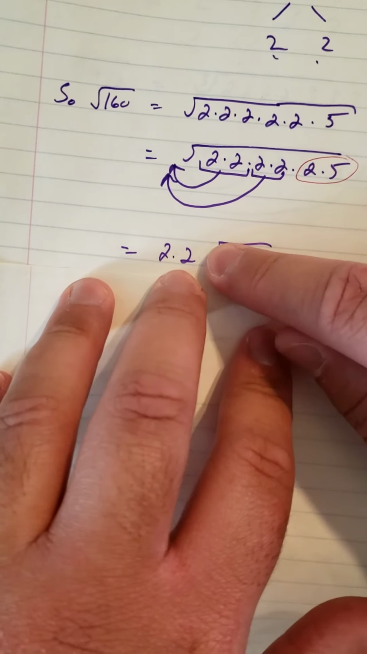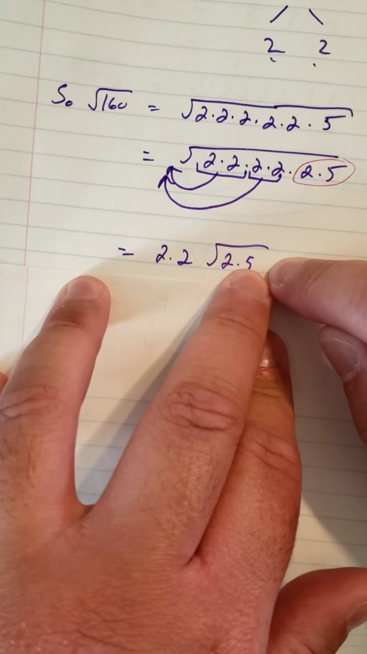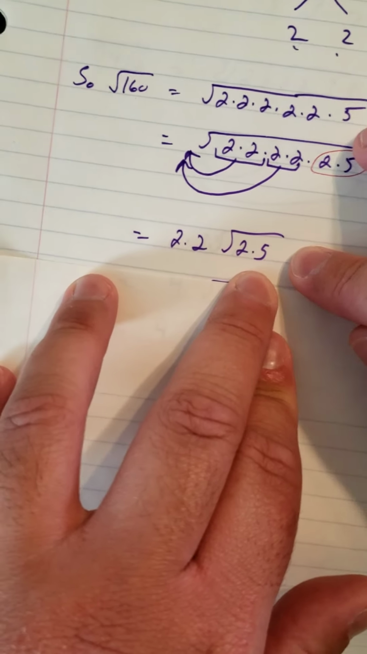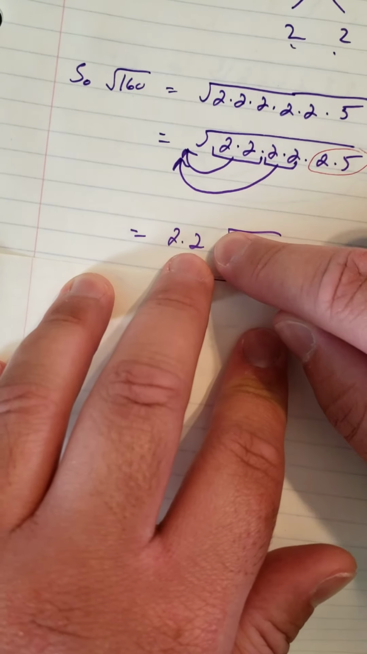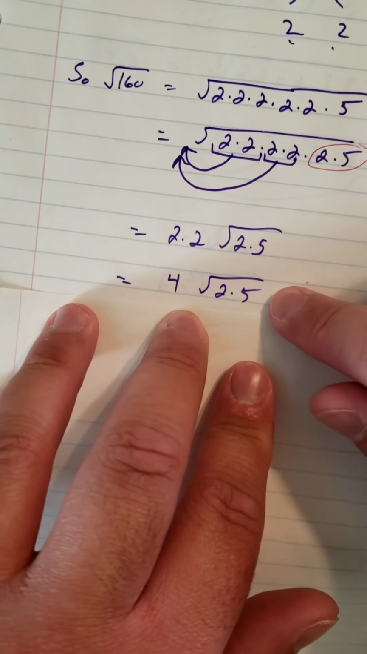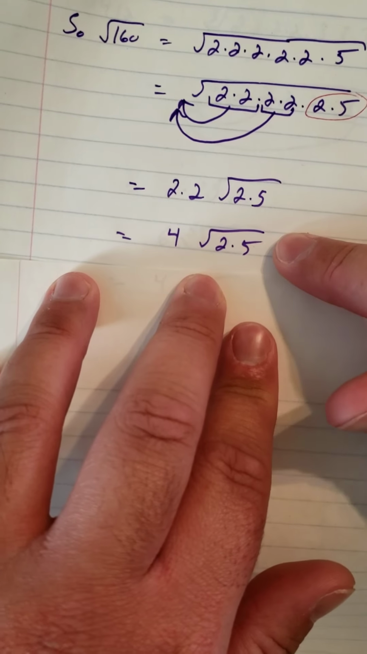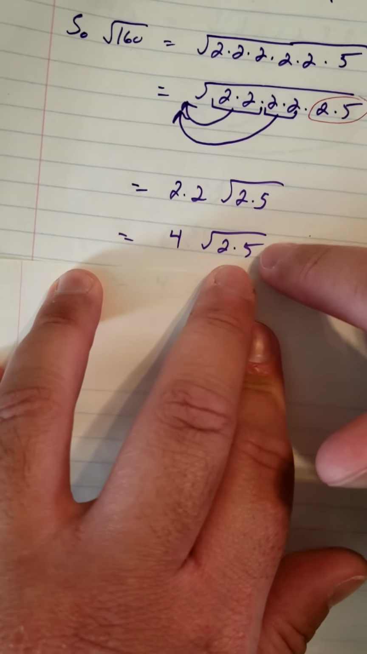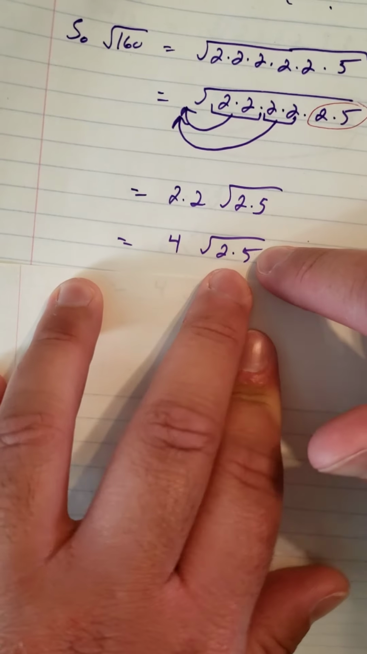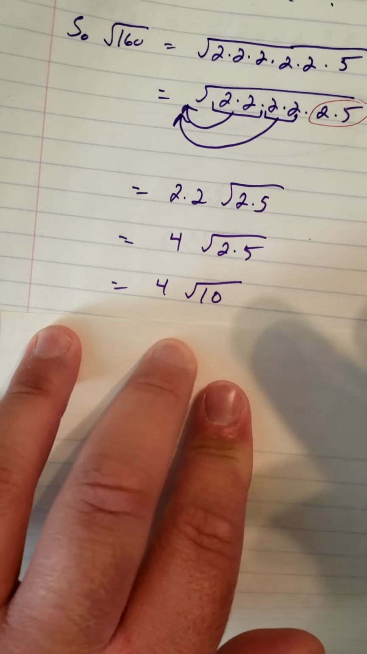So I bring my 2 2's out front. The other 2 and the 5 are left over. Of course, now I can multiply these numbers together. 2 times 2, of course, gives me 4. And now just to write it in final answer form, I'm going to multiply these numbers underneath the radical together to get my final answer of 4 root 10. Okay?